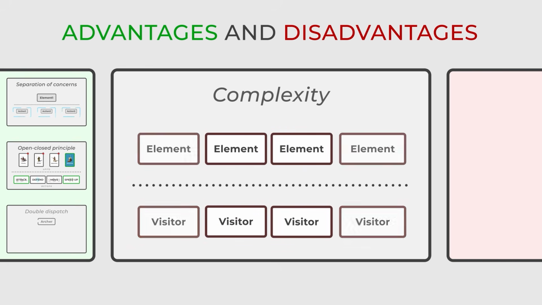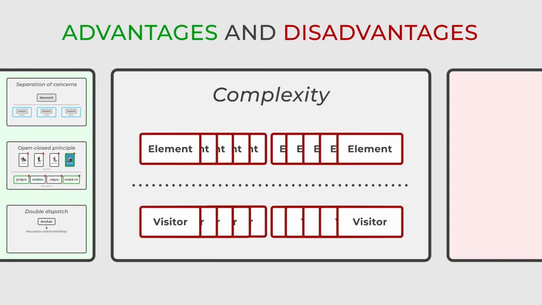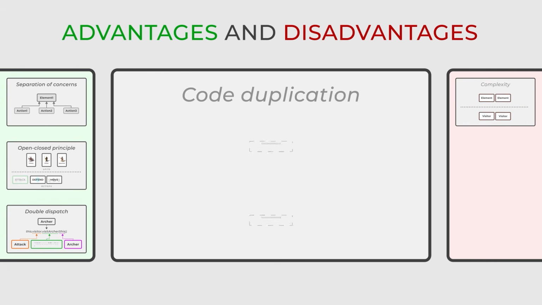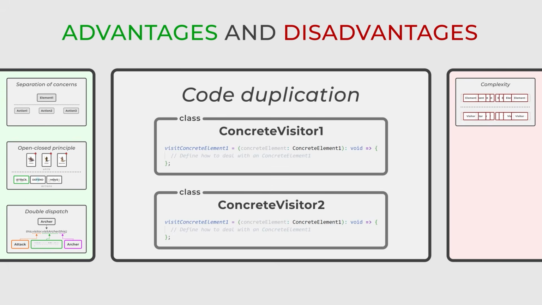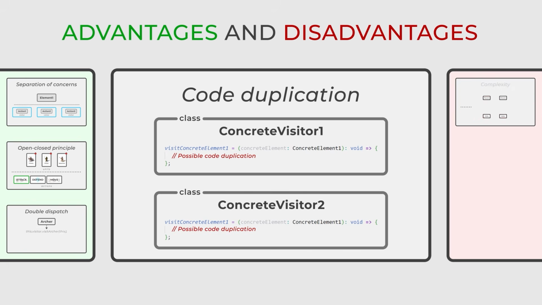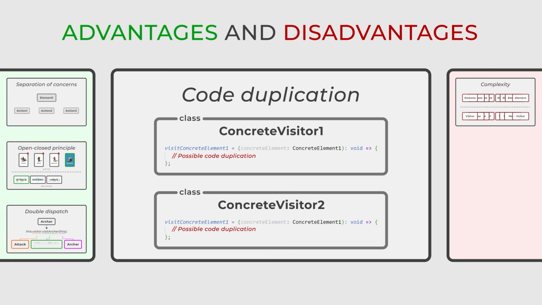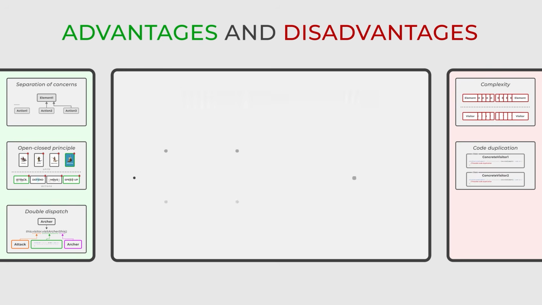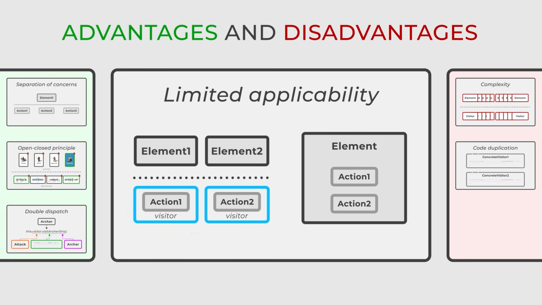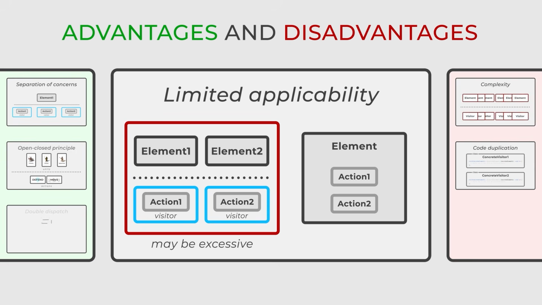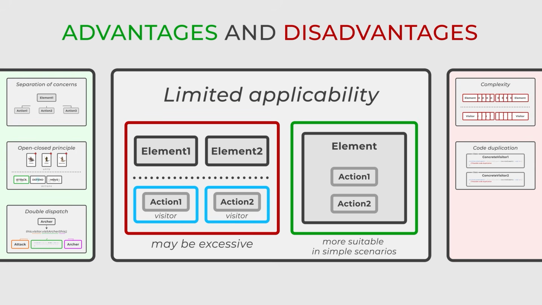It can add complexity, especially when there are many elements and visitors to manage. Another issue is the potential for code duplication. Similar operations on different element types might result in repeated code when multiple visitors are implemented. Furthermore, its applicability is limited. While it's highly valuable for complex structures and numerous operations, it may be excessive for more straightforward situations.